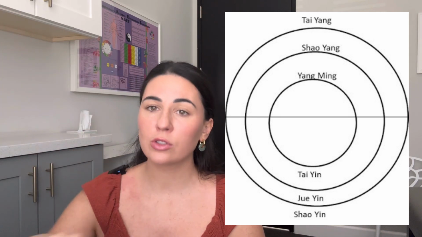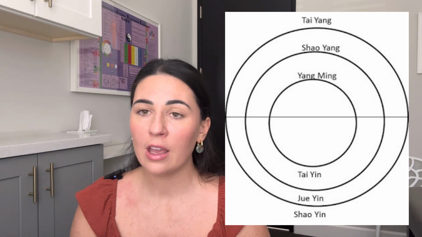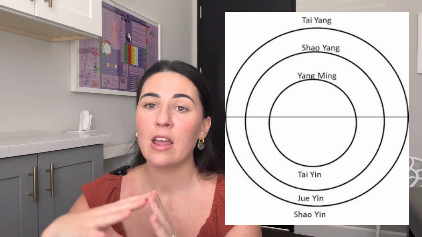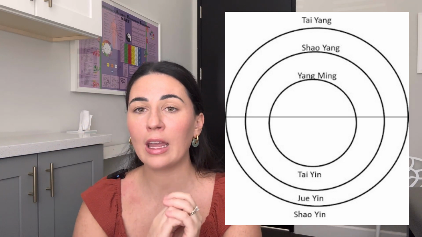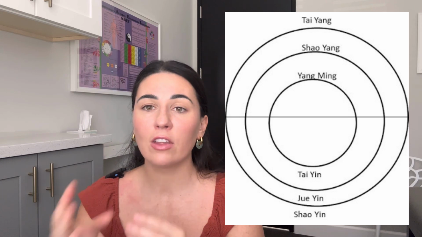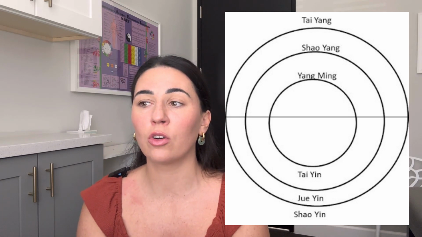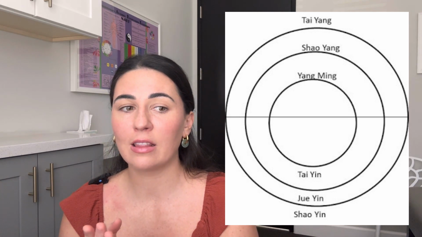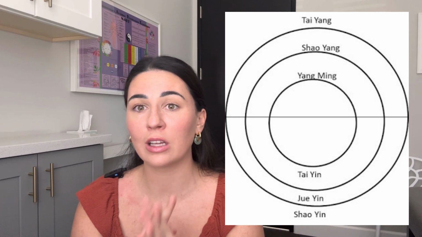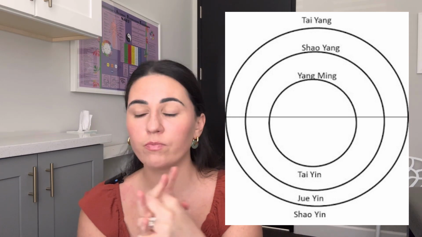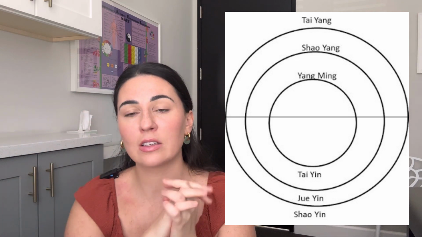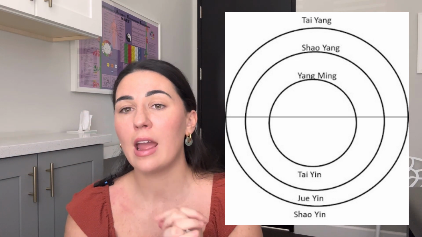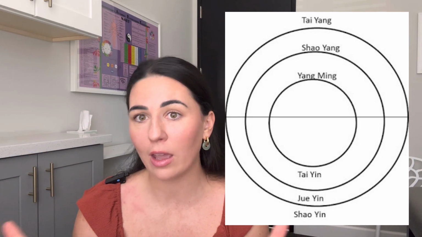The outermost circle is going to be Tai Yang, and in this theory the outermost circle would be affected first, and then as you work your way in, Jue Yin is last. Once that circle has been affected, that's the separation of yin and yang, which is death. So at the end of all of this, all six of these circles need to be depleted, and then you would pass away.